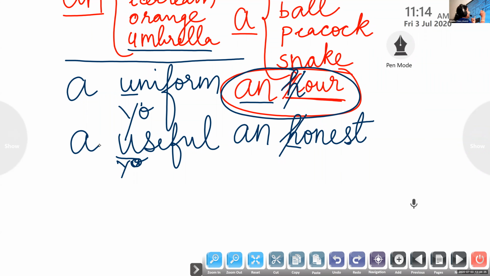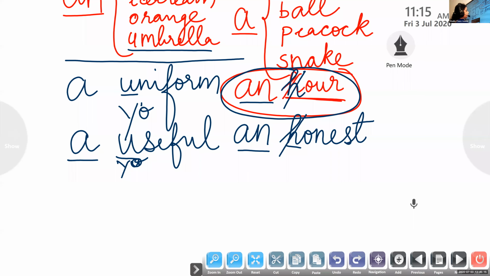The first rule is that if the word starts with words like hour, honest, even though the word starts with a consonant, it has the sound of a vowel. So we use an before it. In the case of uniform, useful, utensils, the word starts with a vowel, but it has a sound of Y-U, so we have to use A before it. Is that clear to everyone? All the other rules are the same. Only for these few words, you have to keep the exceptional rules in your mind.